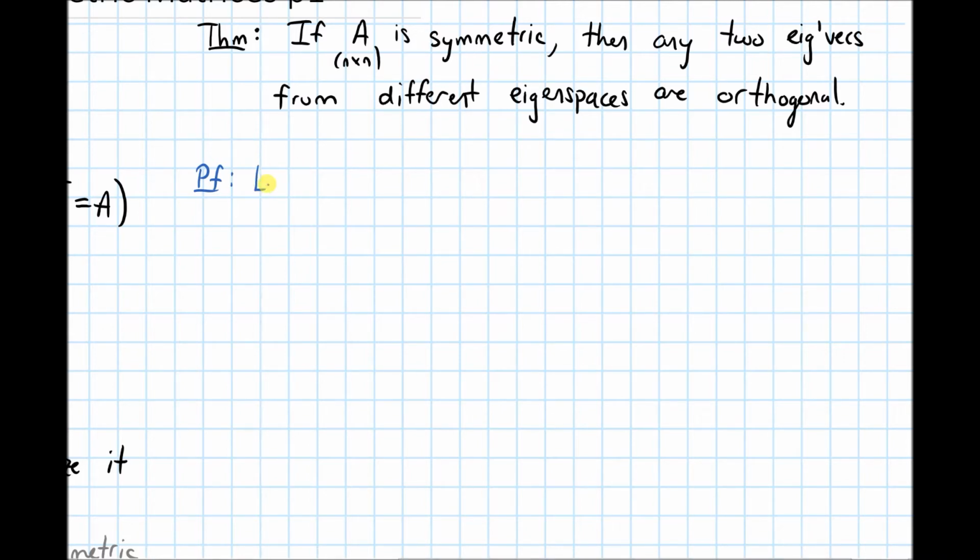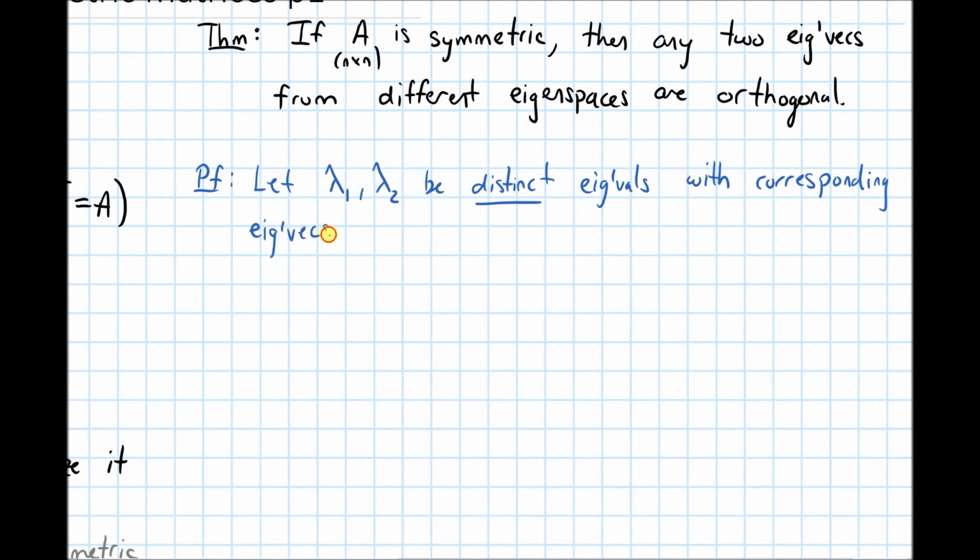Let's begin our proof by looking at two eigenvectors that come from different eigenspaces. If the eigenvectors come from different eigenspaces, that means their eigenvalues have to be different. So let lambda 1 and lambda 2 be distinct eigenvalues with corresponding eigenvectors, I'll call them v1 and v2 respectively.